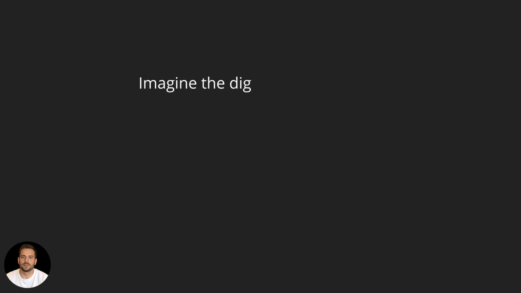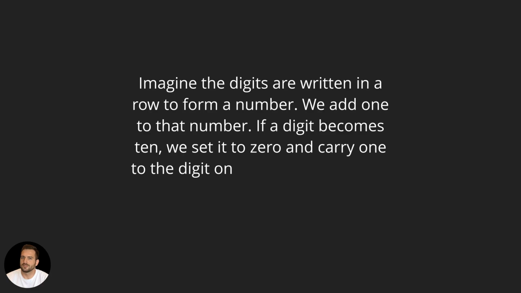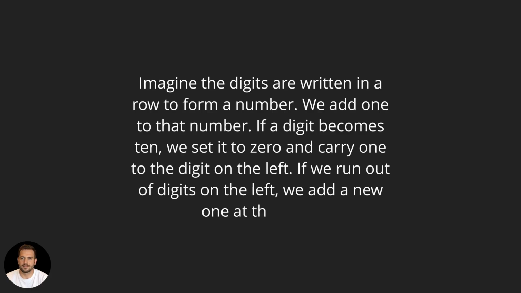Let's rephrase it in plain English. Imagine the digits are written in a row to form a number. We add 1 to that number. If a digit becomes 10, we set it to 0 and carry 1 to the digit on the left. If we run out of digits on the left, we add a new 1 at the front.